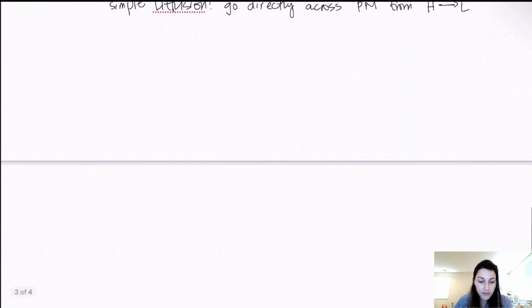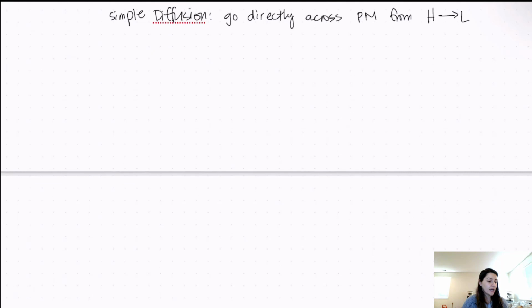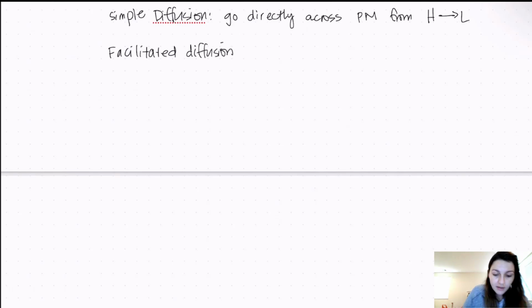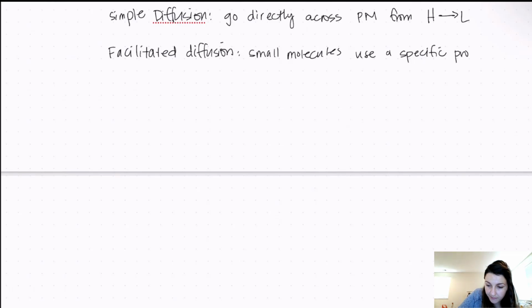But some molecules have properties that make it such that we need a protein facilitator, a helper, and that's called facilitated diffusion. Facilitated diffusion is when small molecules need a specific protein to pass through the membrane.